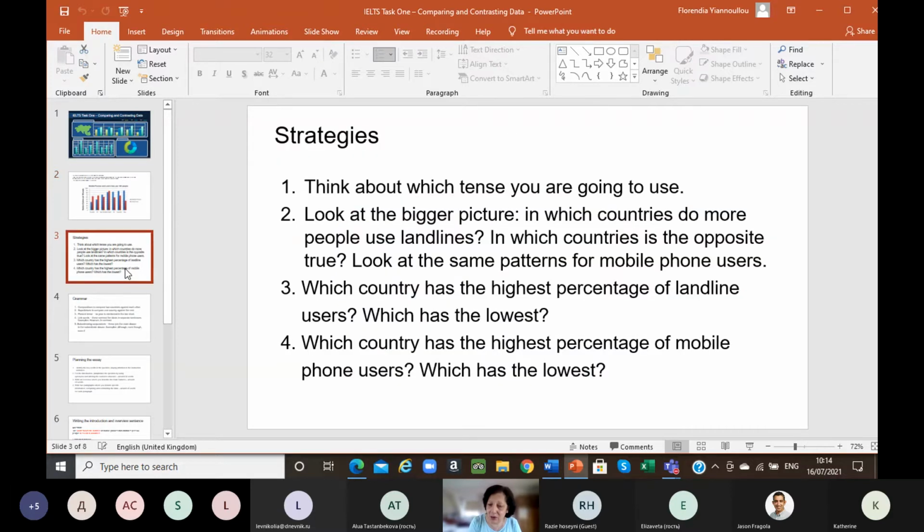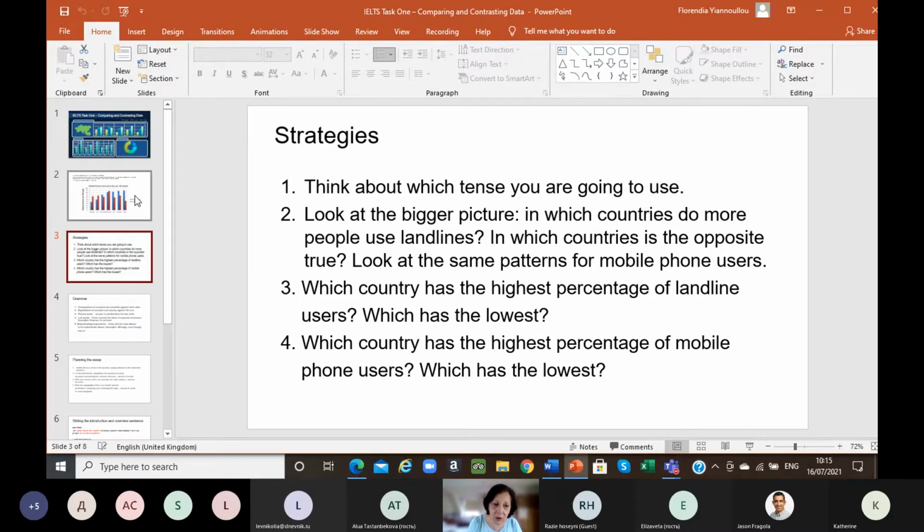Look at the bigger picture. In which countries do more people use landlines? In which countries is the opposite true? Look at the same patterns for mobile phone users. So this is what you generally do, and you're doing this very quickly before you start writing the essay. And then which country has the highest percentage, which the lowest, which country has the highest of landline users, and for mobile phone users, highest, lowest, middle. So that is what you're going to be doing.